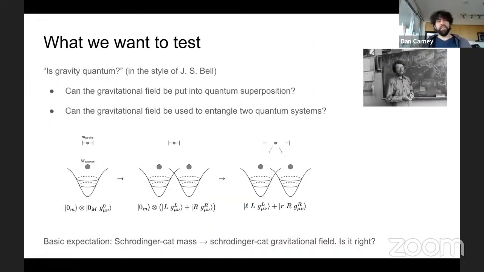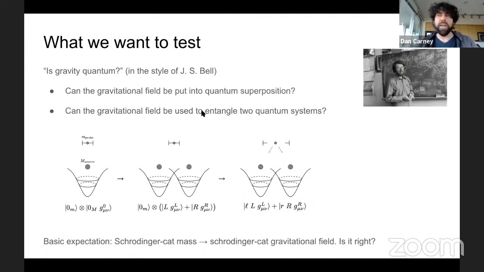Okay, so now back to the theory. So I want to explain exactly what we want to test. So this is probably the hardest part of the talk. If you haven't really thought this way before, it's a bit novel. Okay, so what do we want to test? So I keep my picture of Bell here to emphasize how we're thinking. We're thinking like a hardcore quantum person. Okay, so we ask the question, is gravity quantum? So a more concrete set of questions would be, can the gravitational field be put into quantum superposition? Is there a wave function for the gravitational field? Can I do all the usual things, put it in superposition and so forth?